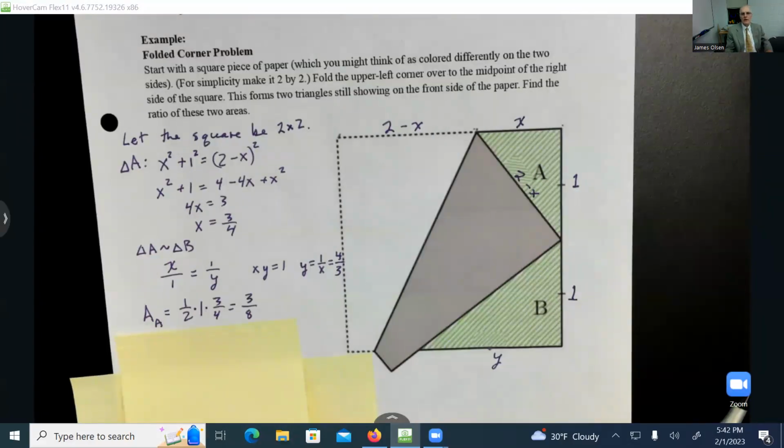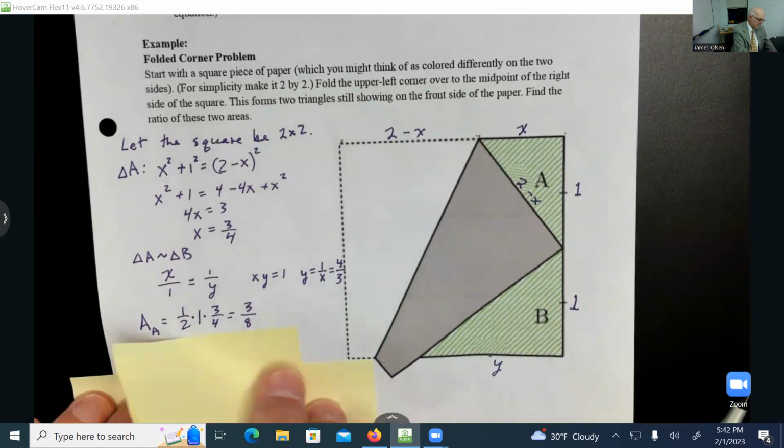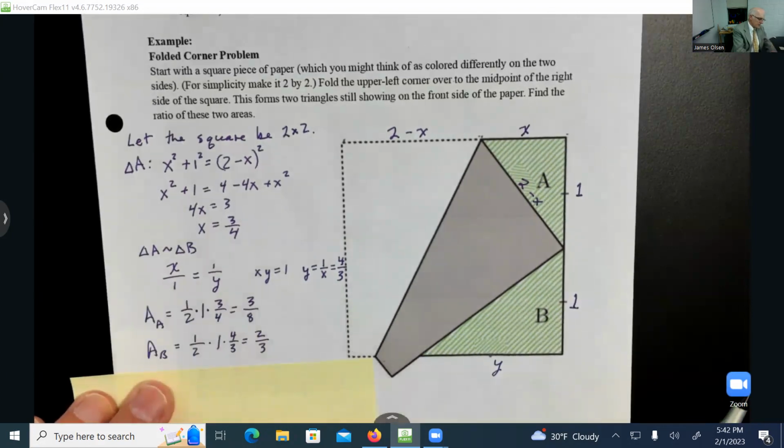Now we're ready to calculate the area of region A. 1/2 base times height for region A is 3/8. Now see if you can pause the video and calculate the area of region B. The area of region B is 2/3.